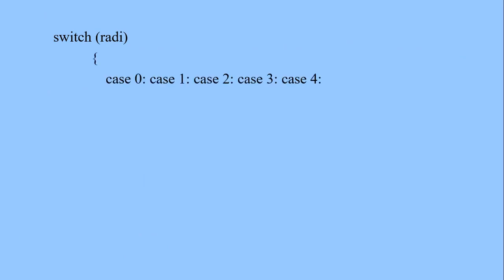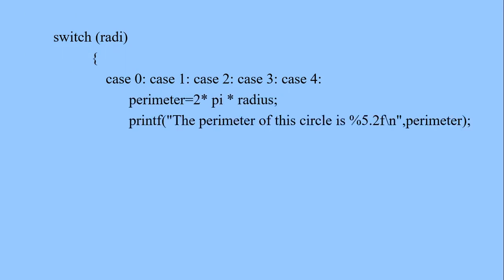So if the content of the memory location called radii evaluates to either 0, 1, 2, 3, or 4, then calculate the perimeter by multiplying 2 times pi times radius and display the perimeter on the screen as follows. My dear students and the rest of the learners, kindly note how we are writing case in Pascal and here. Instead of writing level 1, level 2, level 3, we are using case 0. That's a range of cases.